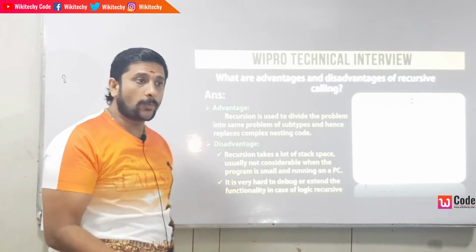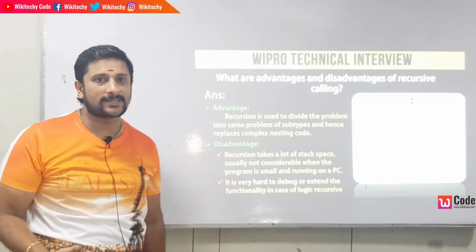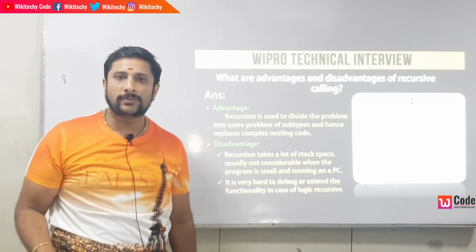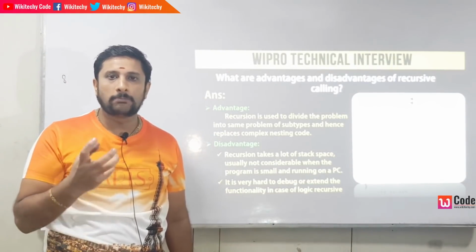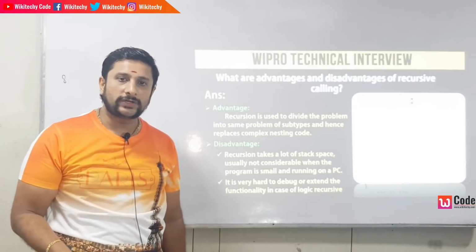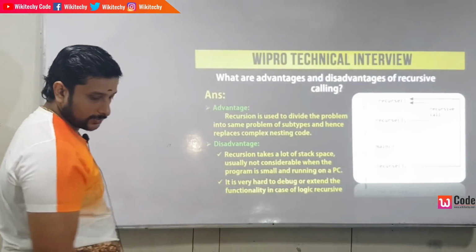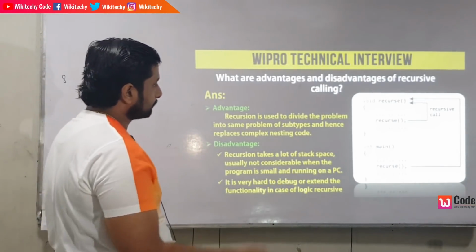On the disadvantages side, it will take lots and lots of memory space, stack space. It will occupy a lot of memory, so this becomes a burden for the memory. But on the other end, it has a lot of advantages also. This is the advantage and disadvantage of recursive calling. Let's move on to the next question.